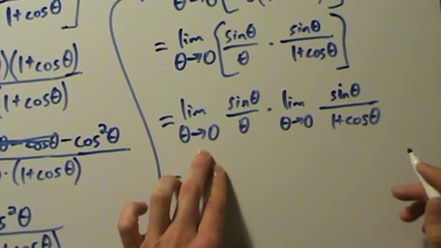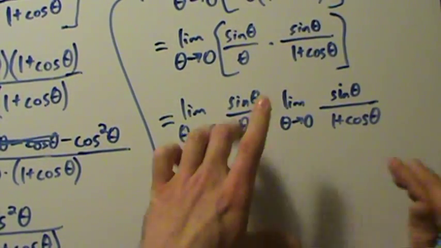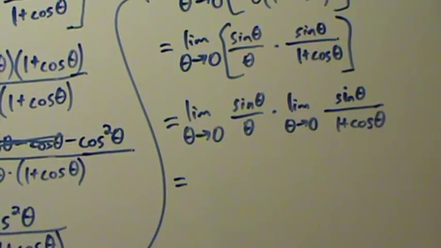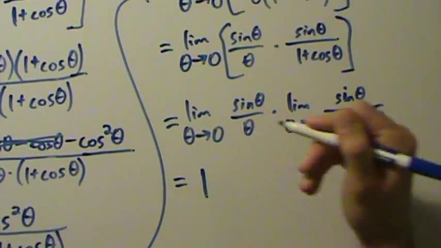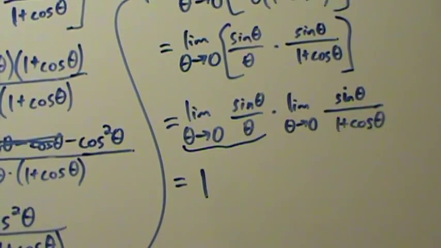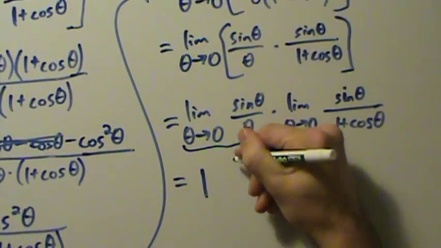So the limit as theta goes to 0 of sine of theta over theta. What's that? Well, that's the other special trig limit, the other one besides this one. We've shown in a previous video that it's exactly equal to 1. So this limit right here equals 1.